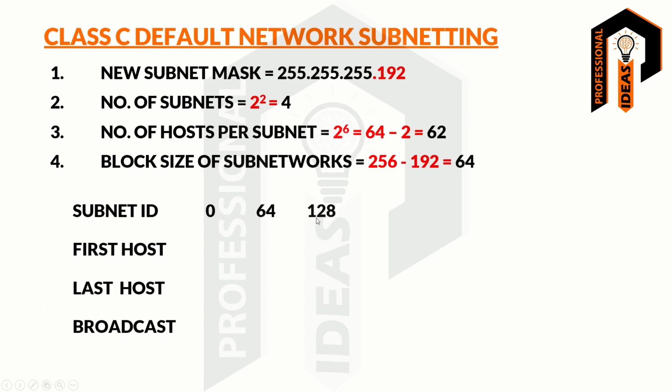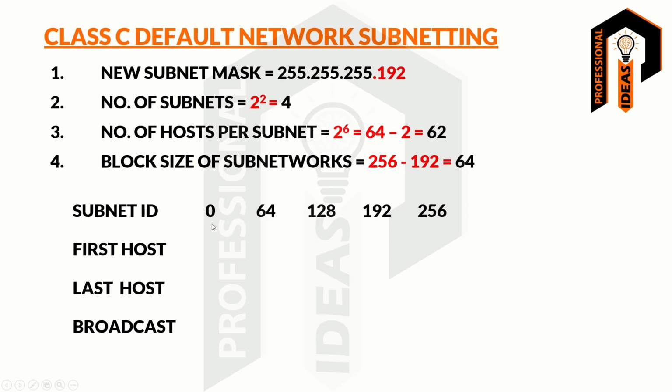Now add 64 to the previous subnet ID, which is 64, and we get 128 as our new subnet. Now add 64 to the previous subnet ID, which is 128, and we get 192 as our new subnet. Now add 64 to the previous subnet ID, which is 192, and we get 256, but we will not include 256 as our subnet ID, because the maximum value of 8 bits is 255.